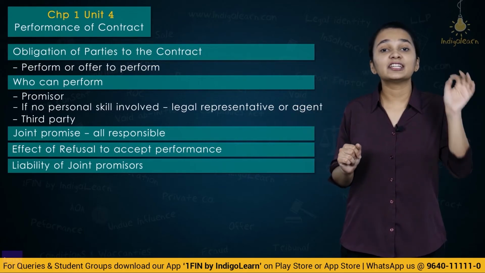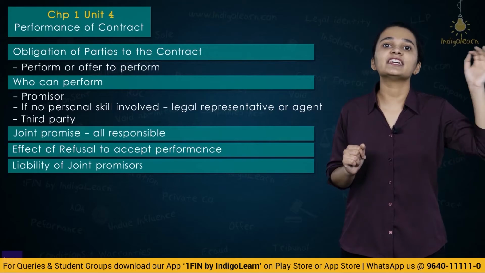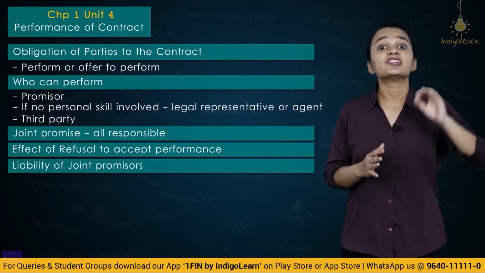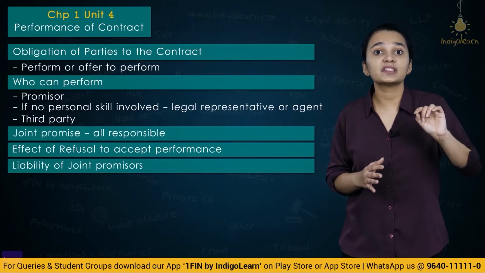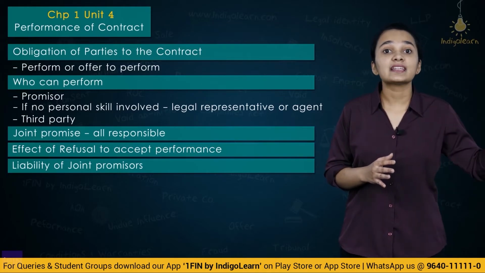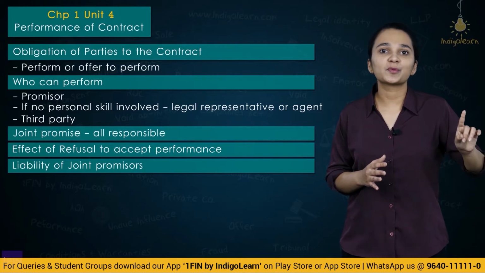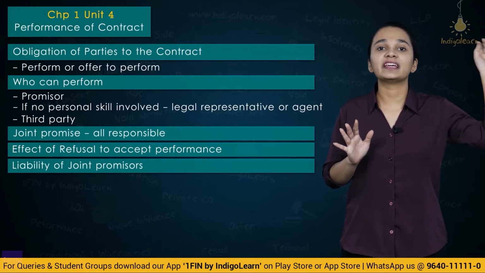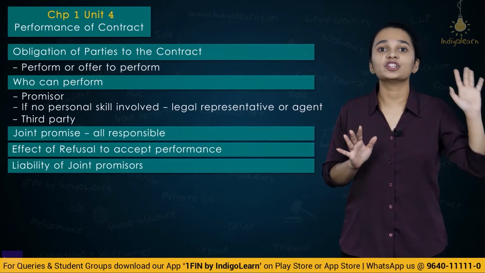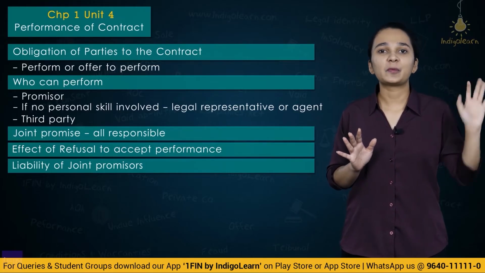And similarly, the promisee may also release one of the joint promisors. And just because the promisor has been released, his liability towards the promisee comes to an end. But his liability towards the other joint promisors does not come to an end. He has to give his share of contribution to the other joint promisors.